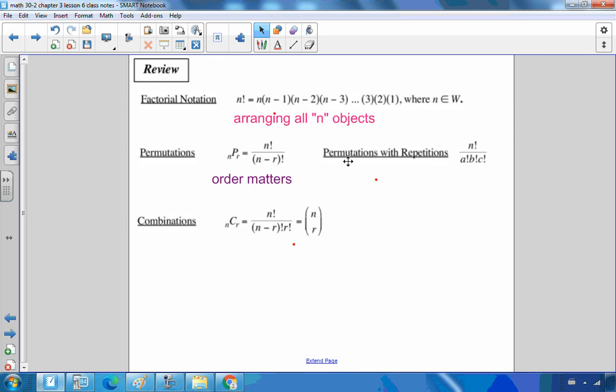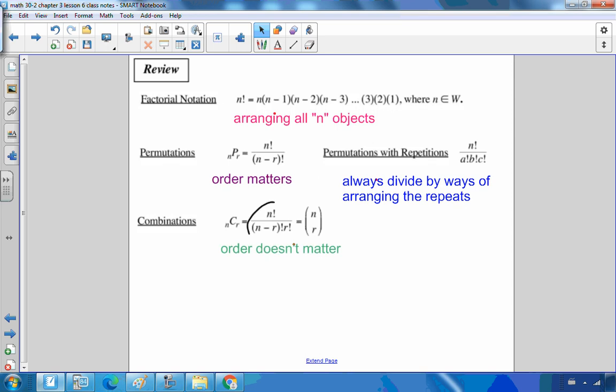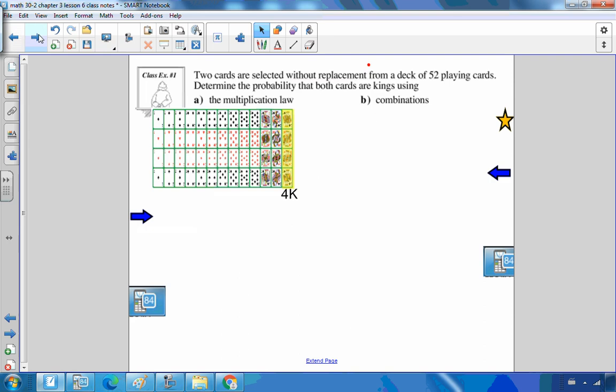If I have objects or items that I am arranging, always be on the lookout for repeated objects or repeated letters or repeated digits, because anytime you have that when you're doing an arrangement, you always need to divide by the ways of arranging the repeats. Now, if order doesn't matter, then we're dealing with a combination. So a combination is just a permutation divided by the ways of arranging the objects, r factorial, because order does not matter.